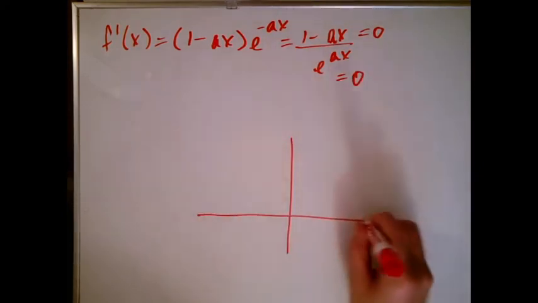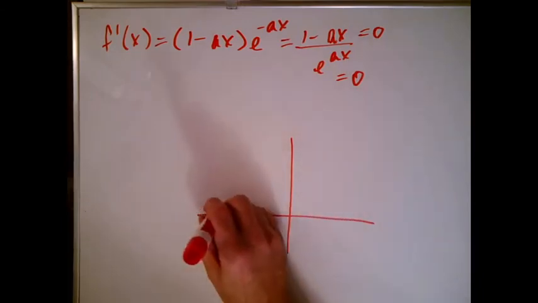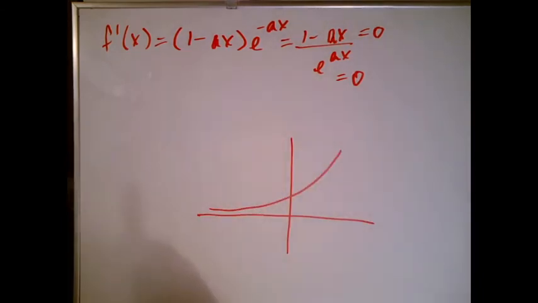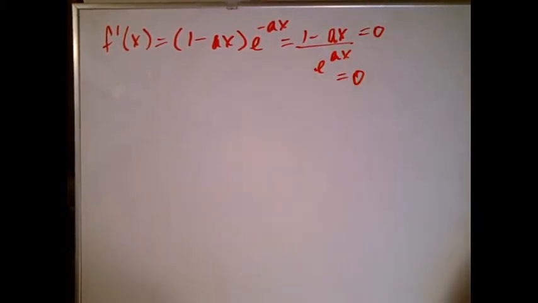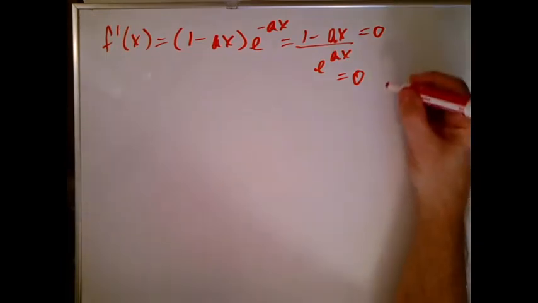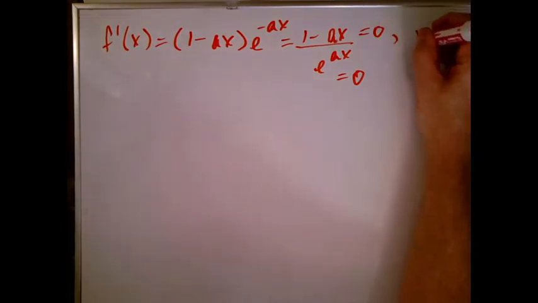Just a reminder, and you'll see this a lot, e to the anything looks like that. It never crosses the x-axis. So when I set the bottom equal to 0, I don't get any numbers. That actually means less to do. When I set the top equal to 0, we're going to get x equals 1 over a.